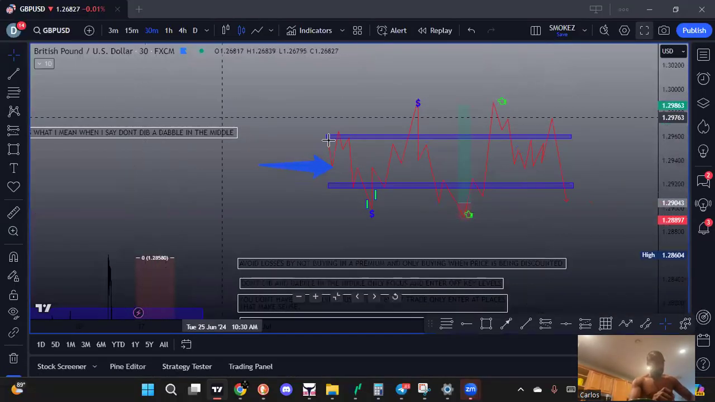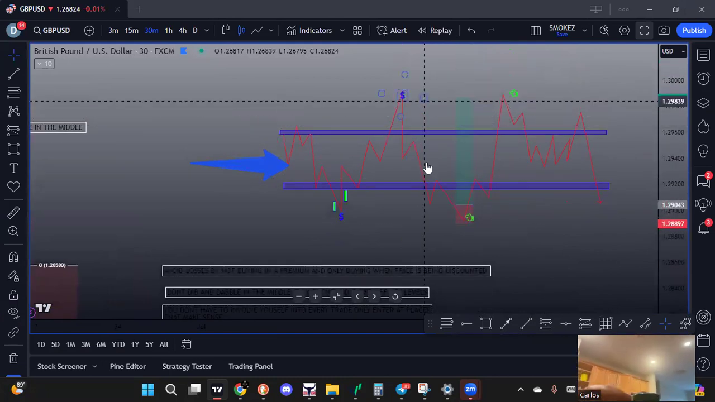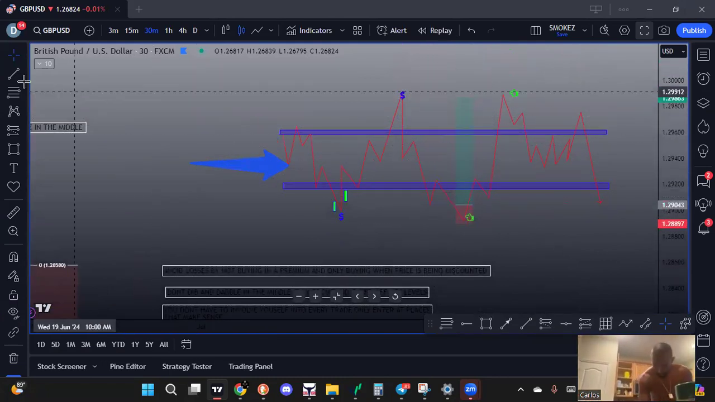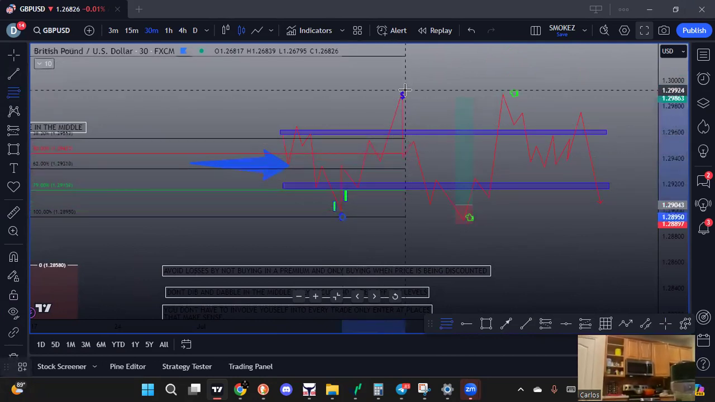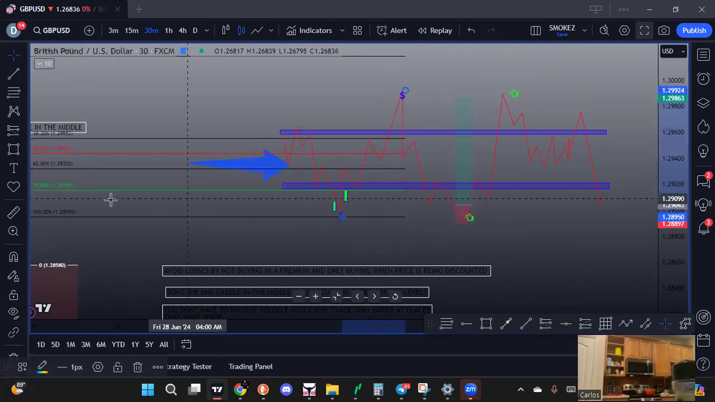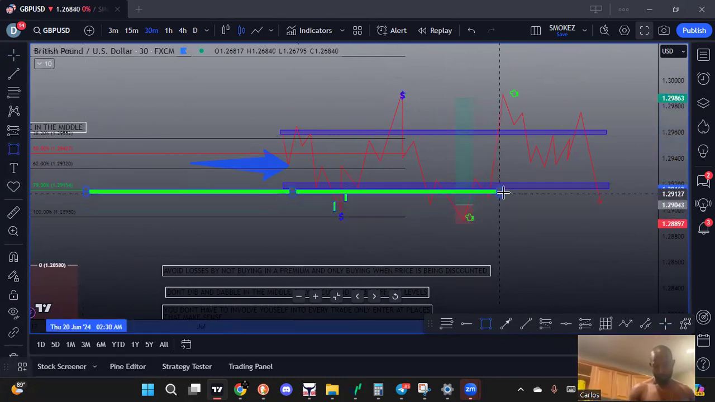So let's just say I wanted to pull my fibs out. I don't know what's going to happen here. We have to project it. So we take the fibs, I pull it, and it tells me to enter right here at the 79. Right there.